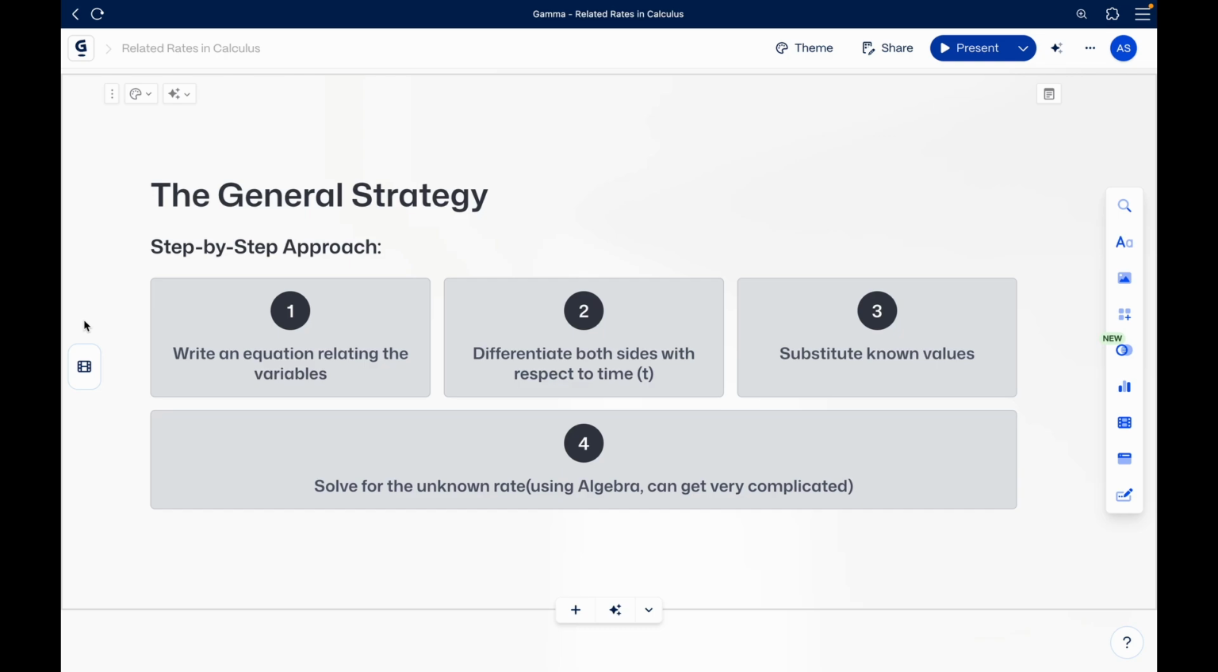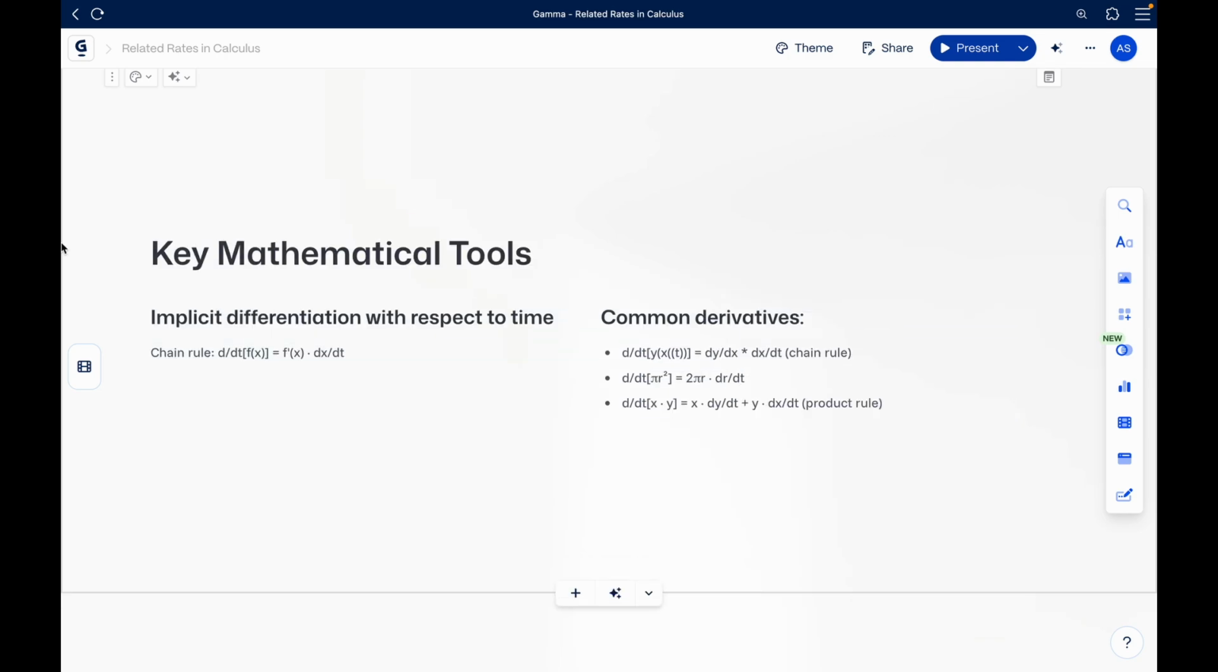The second is to differentiate both sides with respect to time, or t. And number 3, substitute known values. And number 4, solve for the unknown rate using algebra, and it can get very complicated. We have a few common derivatives and a few key mathematical tools that we're just going to be using time and time again to solve these types of problems.